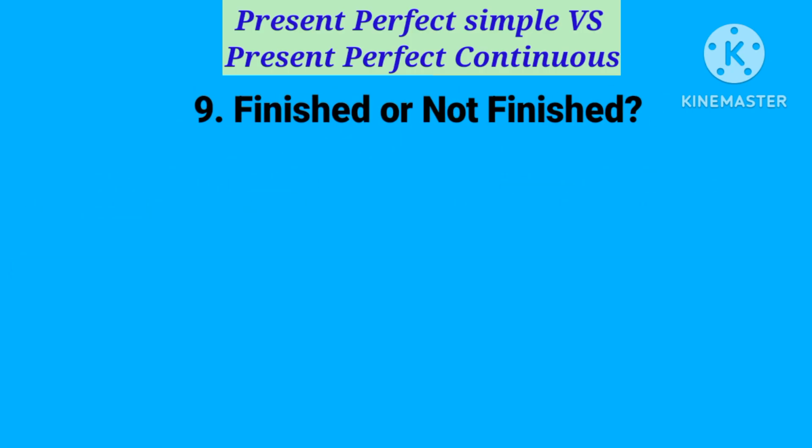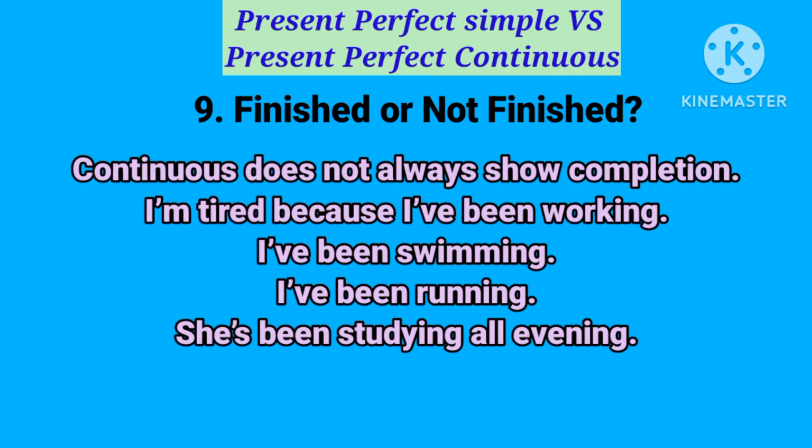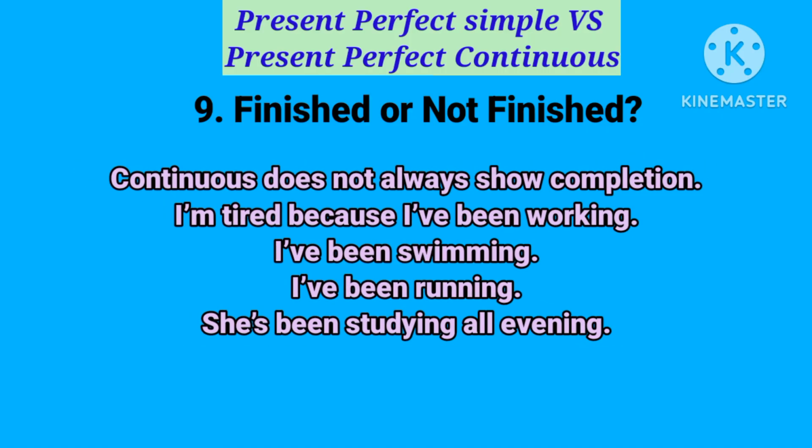Number 9, finished or not finished. Present perfect continuous does not always show completion. For example, I am tired because I have been working. I've been swimming. I've been running. She has been studying all evening.